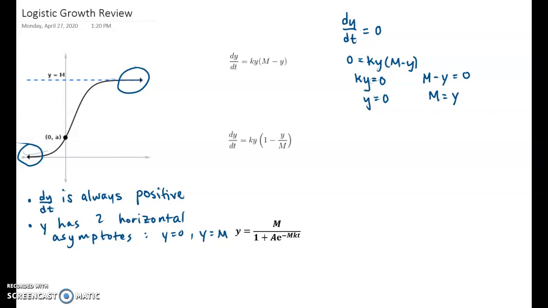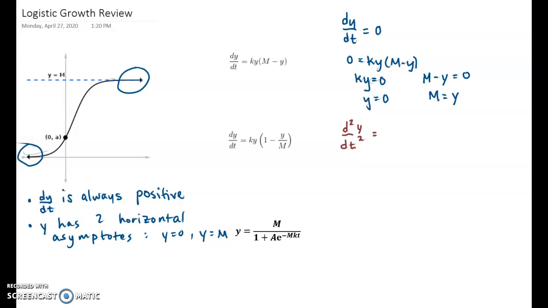The other kind of question that you get asked about logistic growth is, when is the growth rate the fastest, or what is the population at the inflection point? Inflection point is where the second derivative changes sign. Growing the fastest means that we're looking for a max or a min on the growth rate, so we would need to take a derivative of the growth rate.